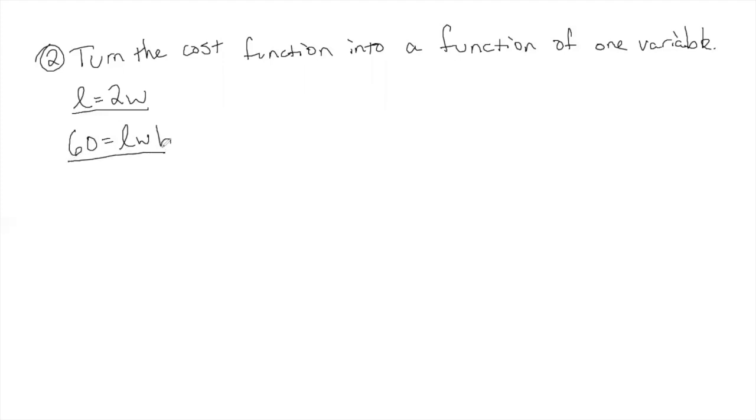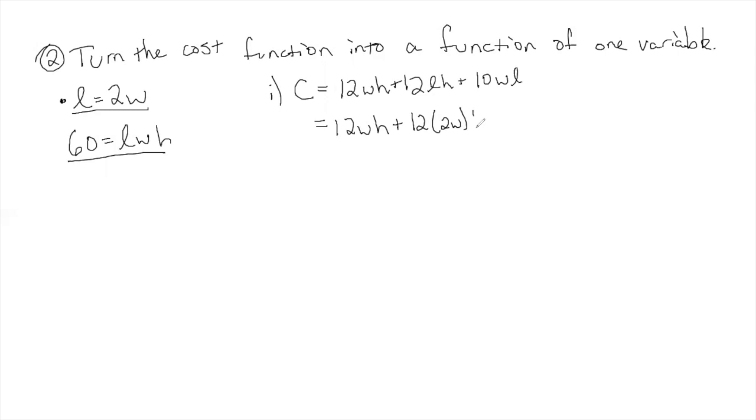Now, how am I going to do this? All right, well, let's do this in steps. So a little mini step here. This will be corresponding to just making this substitution in the cost function. So remember, cost was equal to 12WH plus 12LH plus 10WL. Okay, using this substitution, I can rewrite this now as, each time I see an L, I replace it with a 2W. So I still have 12WH, nothing's changed there, and then 12 times 2WH plus 10W times 2W.